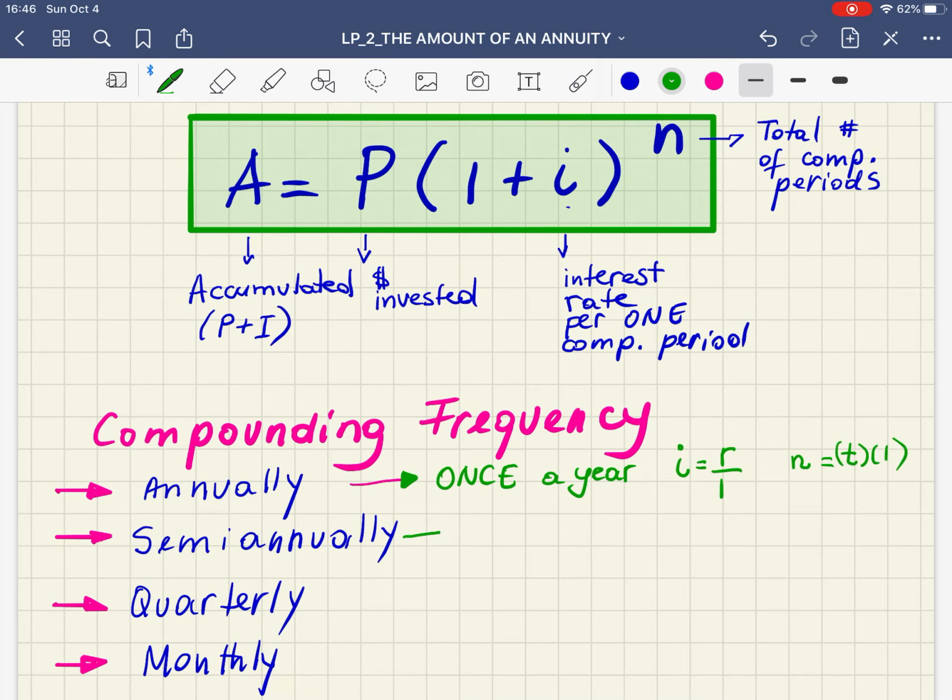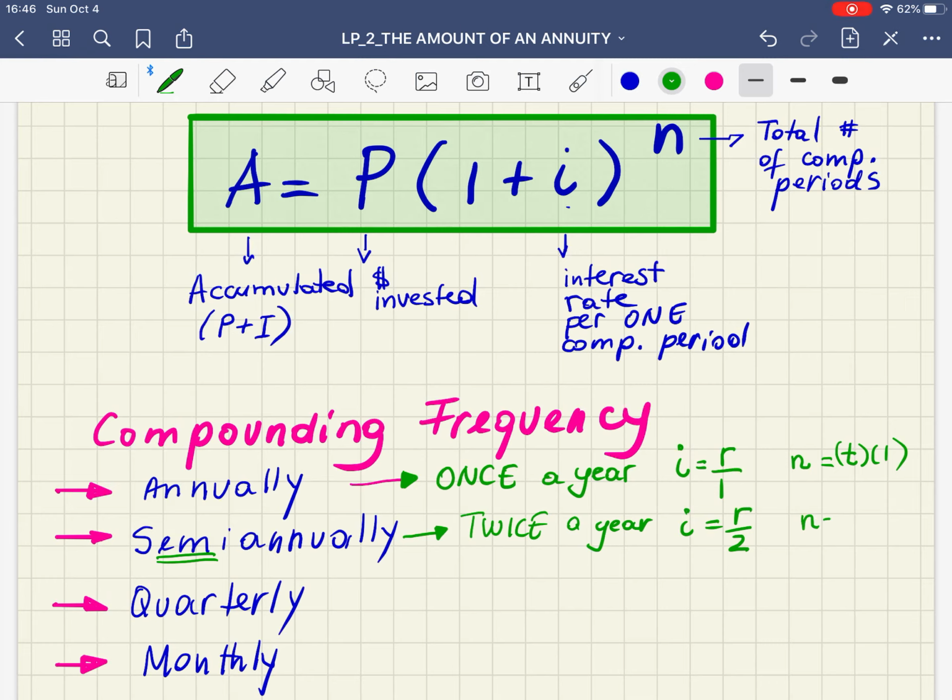When money is compounded semi-annually, and semi means half, that means it's compounded every half of the year. So there are 2 halves in a year, so that means twice a year. There will be 2 compounding periods in 1 year. And what that means is that the annual rate, which is r, will be spread over 2 compounding periods evenly. So i equals r over 2.